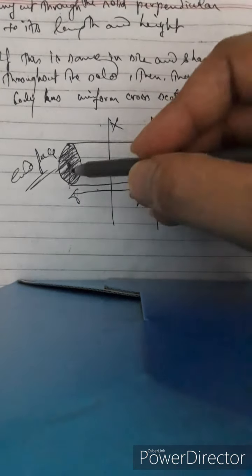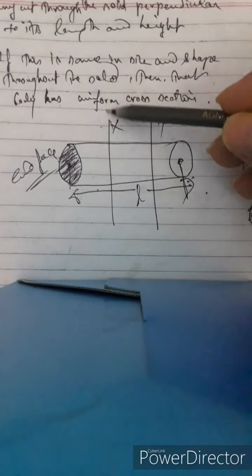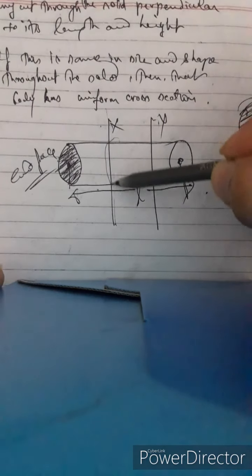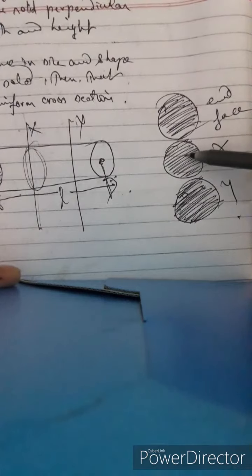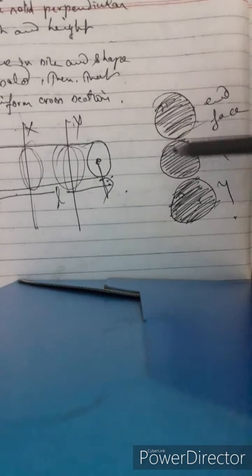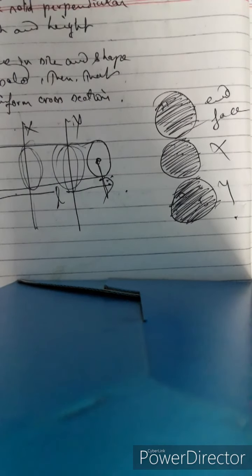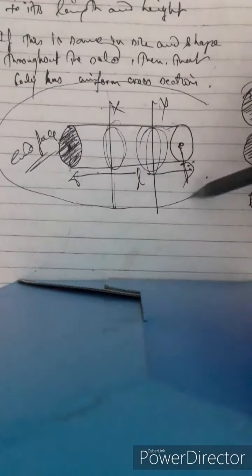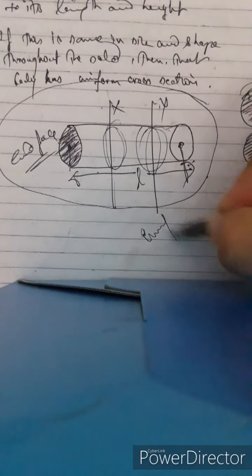I have shaded the end face. If we cut X here, the cut portion will look like this, and if we cut Y here, the cut portion will look like this. The end face, X and Y are all similar. In this case, this solid, that is a cylindrical solid, is said to have a uniform cross section. I hope you are clear with this.